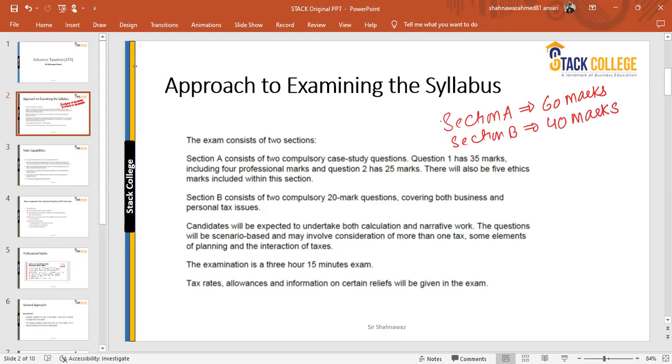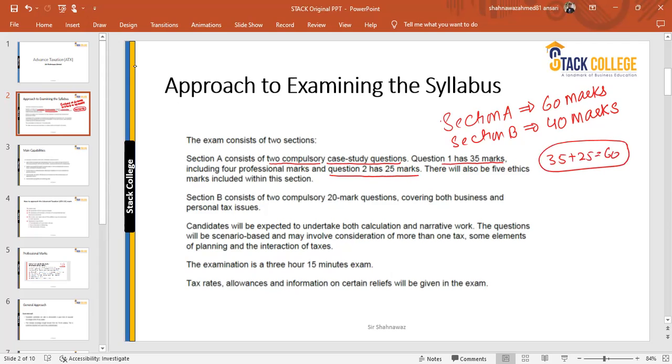Now in Section A, you can see here, there are two compulsory case study questions, in which question one is a very long one, comprising 35 marks, while question two, the next question, has only 25 marks. So 35 plus 25 is a total of 60 marks in Section A.